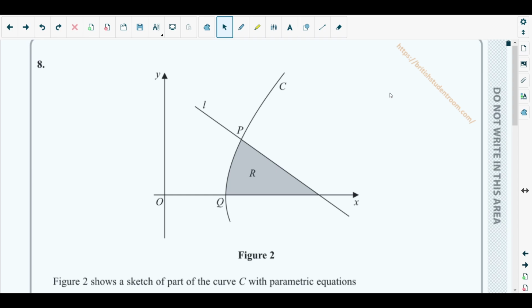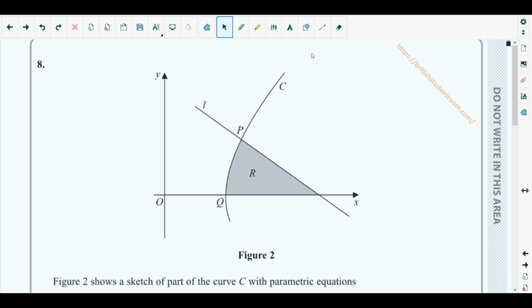differentiation, differentiation of partial fractions, parametric equations, and then integration of parametric equations by the substitution method, and then integration to find the volume of revolution. These concepts are discussed in chapters 5 and 6 of your P4 textbook. Before doing this question you should have practiced enough questions from these chapters. So let's get started. Number 8.